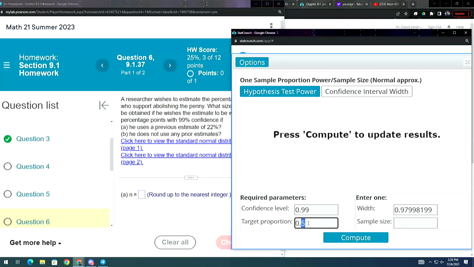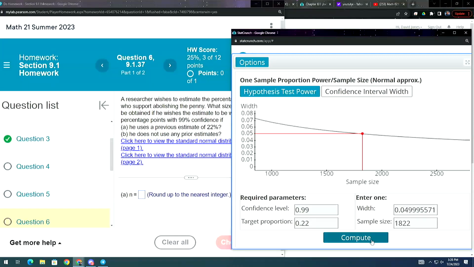It said the target proportion is the previous estimate, which is 0.22. And our width is the "within" thing. Within 5% points means 5% above or 5% below, so 5% should be 0.05. There's always 4 of them here. You can fill in 3 of them and calculate the 4th one. The one we want is sample size.